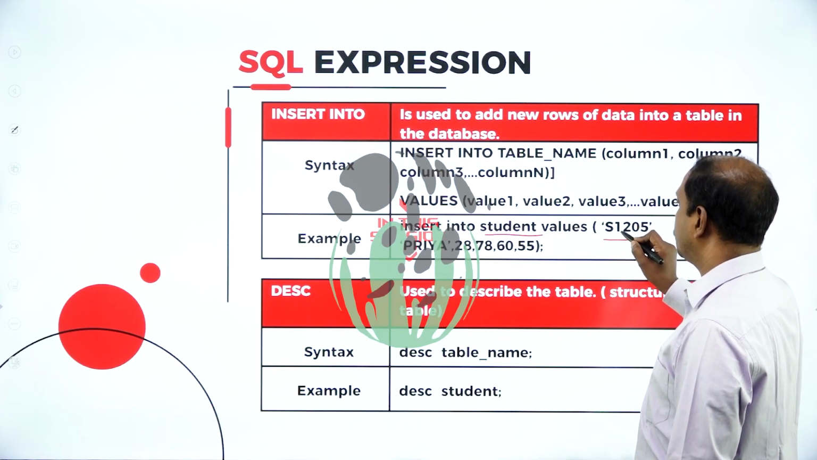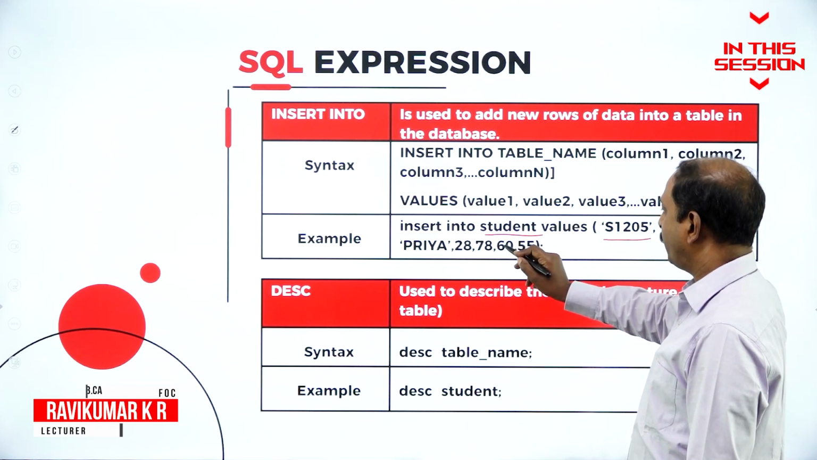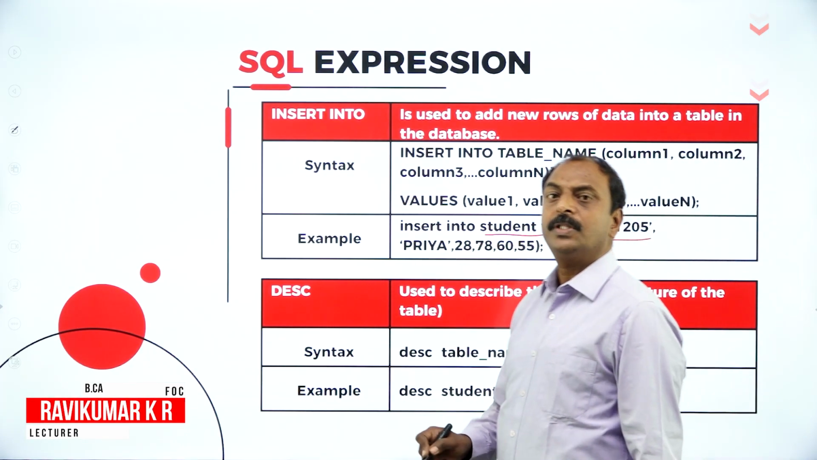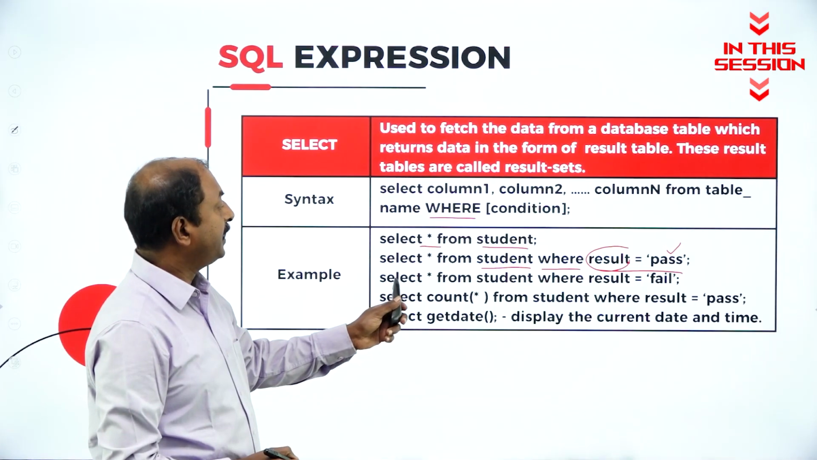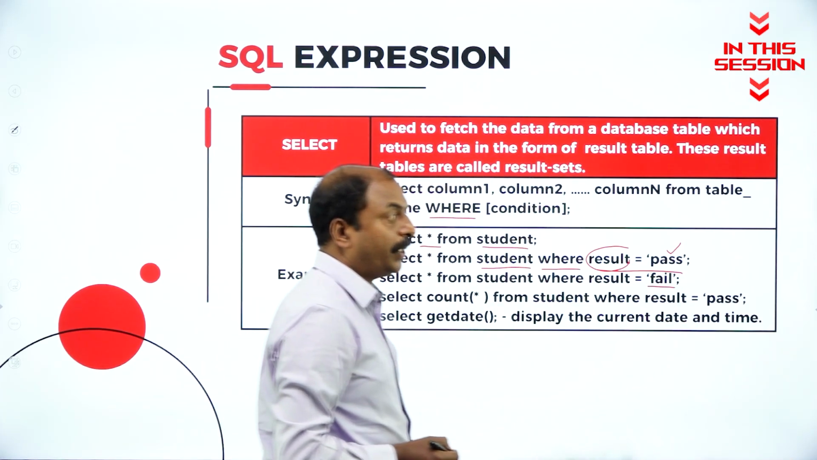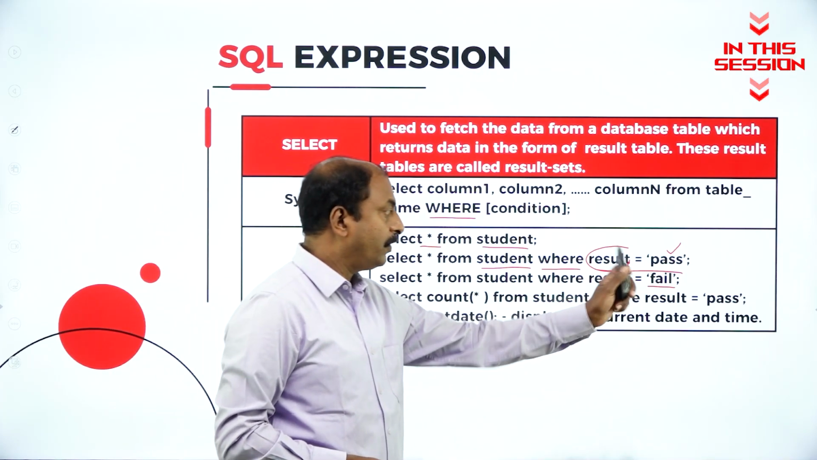First value will be stored in first column, second column, third, fourth, fifth and sixth column. So all the data will be stored in the table accordingly in the same order. Similarly, select star from student where the result equal to fail. So it's going to fetch all the records where the value of the result field is fail.